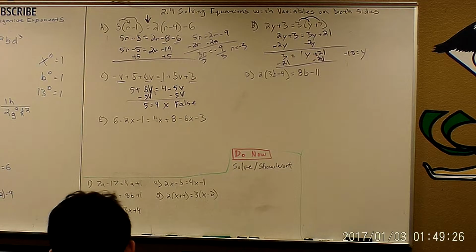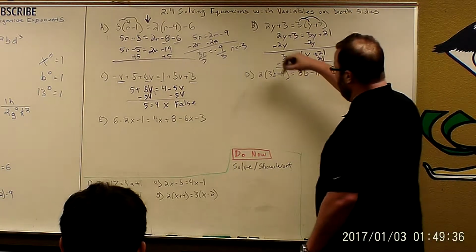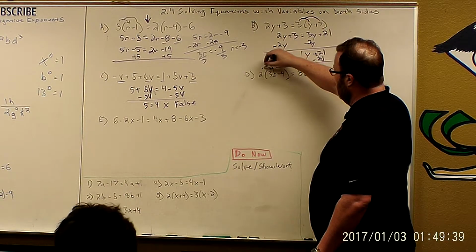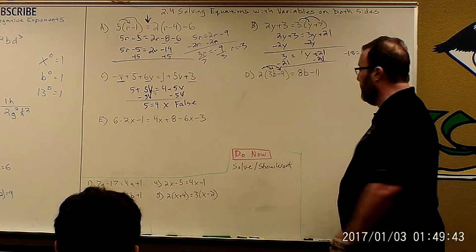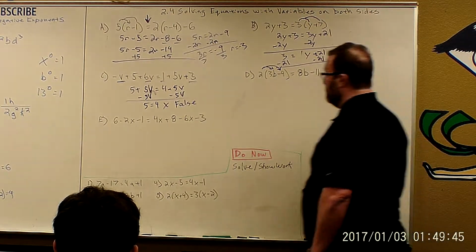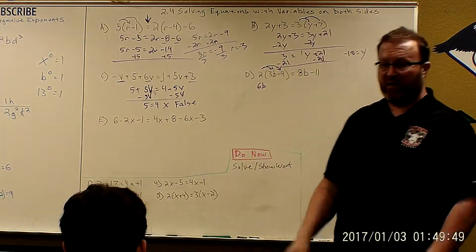Okay, next one. What do we have? How do we need to start this problem? We have parentheses, right? Yes. Okay, so we're going to do distributive property, right? Don't get confused if there's a number in front of this. All we're doing is multiplying it, okay? What is 2 times 3? 6. So this is 6b. We don't do anything with the b, we just carry it over.